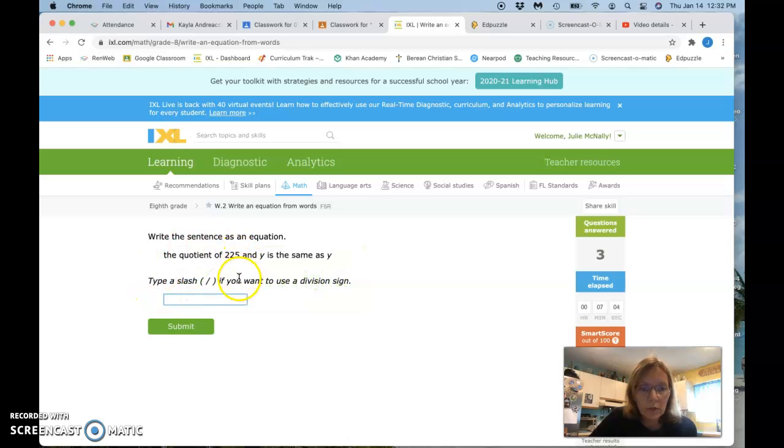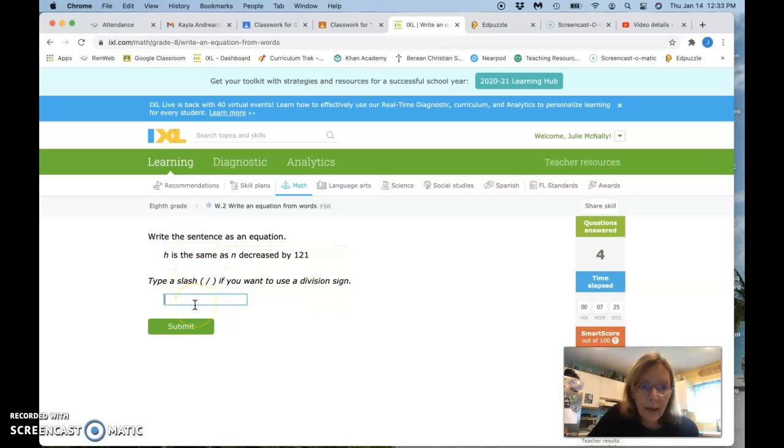The quotient of 225 and Y, now quotient means divide, is the same as Y. Okay, quotient of 225 and Y is the same as Y.